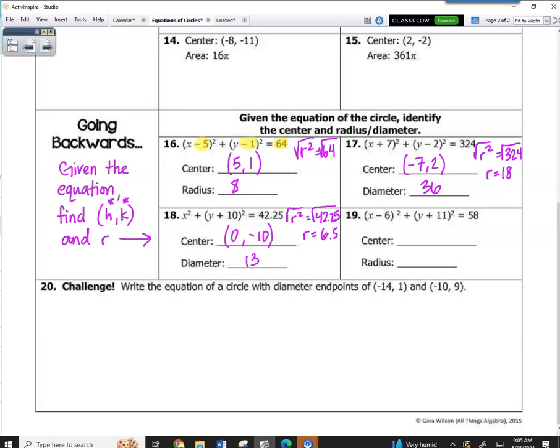All right, 19. Looks ugly, but it's actually easier, because we just leave it as the square root of 58. So the center would be 6, negative 11. R squared is 58, and the square root of 58 is not pretty at all. So we can just leave it as the square root of 58, okay? Which looks weird, but you can leave it as that.